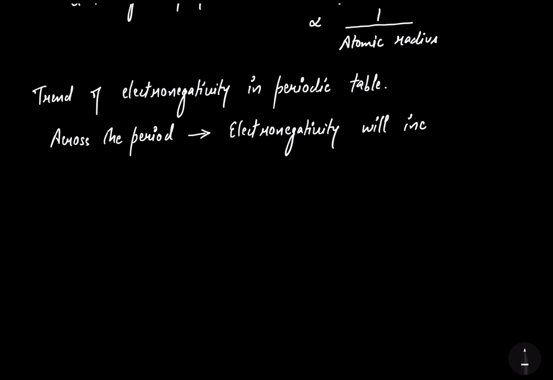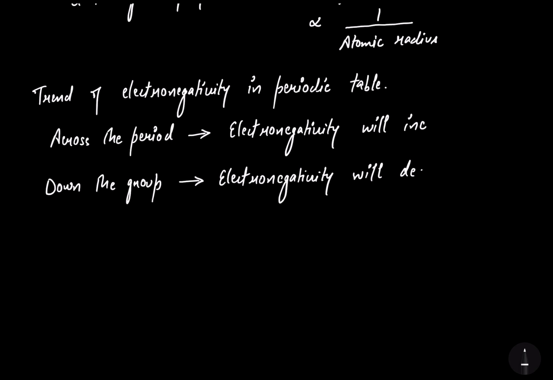Next, let's discuss about down the group. As we move down the group, the atomic radius increases, effective nuclear charge decreases, and hence electronegativity will decrease. Now, we are having certain values of electronegativities of all the elements.